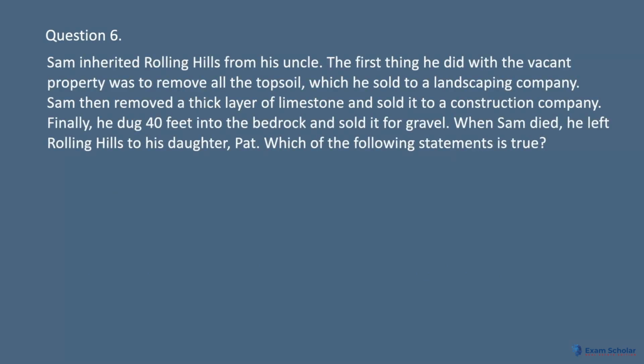Question 6. Sam inherited rolling hills from his uncle. The first thing he did with the vacant property was to remove all the topsoil, which he sold to a landscaping company. Sam then removed a thick layer of limestone and sold it to a construction company. Finally, he dug 40 feet into the bedrock and sold it for gravel. When Sam died, he left rolling hills to his daughter, Pat. Which of the following statements is true?